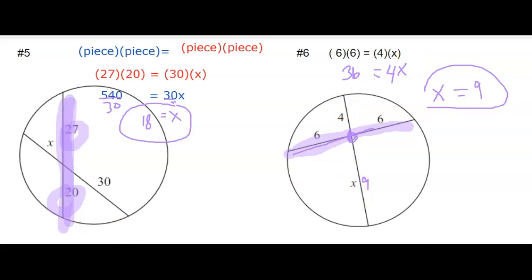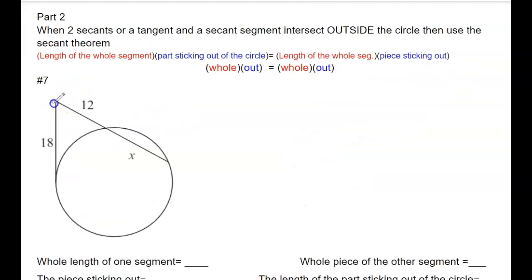Great. Okay, we're going to do part 2. Notice this one. This is part 2. They don't intersect inside. Now they're intersecting outside. So you have a tangent. This one's a tangent because it only hits the circle one time. It doesn't go inside the circle. This line right here is a secant because it hits twice and it goes out.